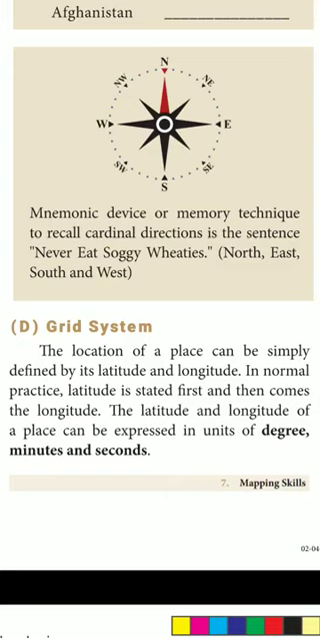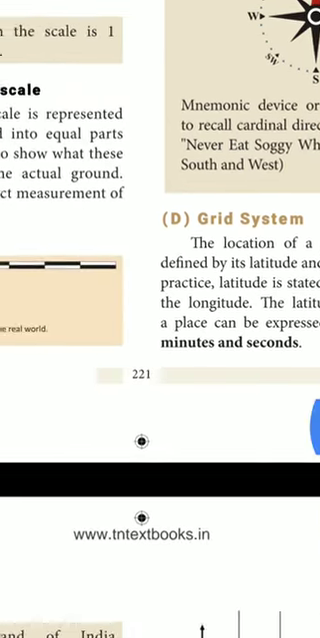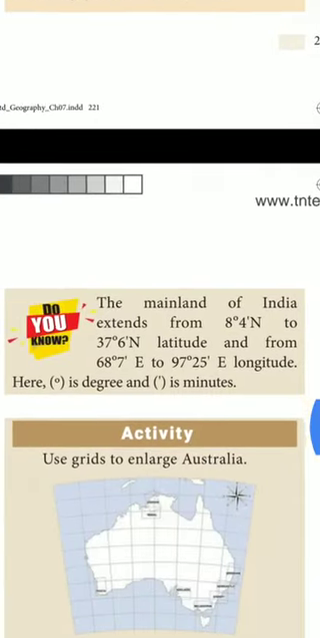They may ask in one word how this latitude and longitude are expressed. It is expressed in units of degrees, minutes and seconds. So from this you can understand it: degree, minute and second.